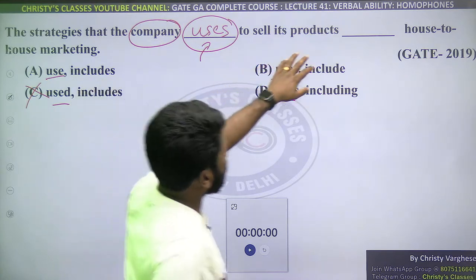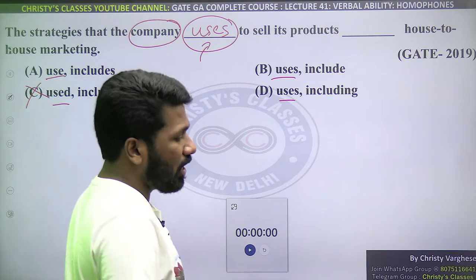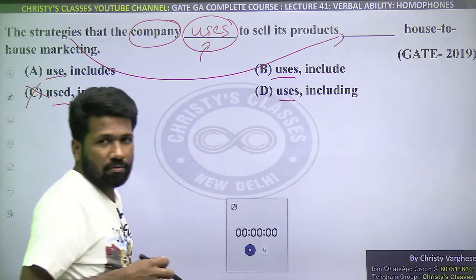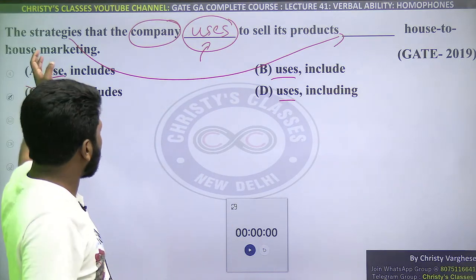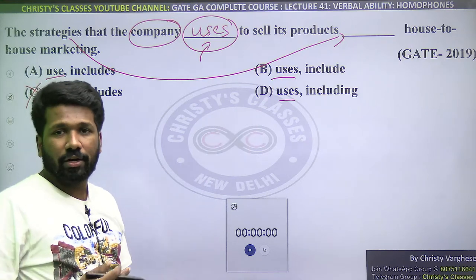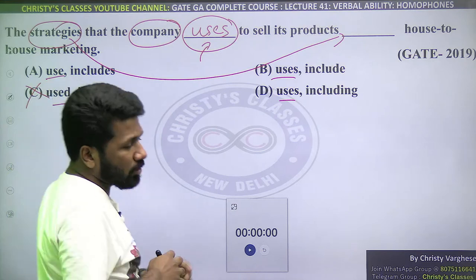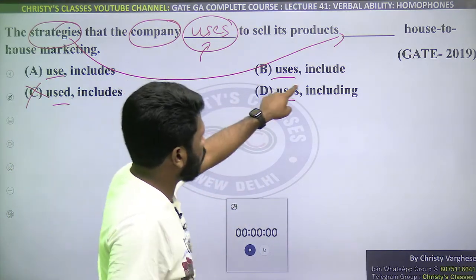So what is the subject for this blank? The strategies include. So strategy is the subject, because what is included? Strategy is included. The strategies the company used to sell products, that is included. That means strategies, that is plural. Since it is plural, the verb should also be plural. The answer options are includes, include, including.